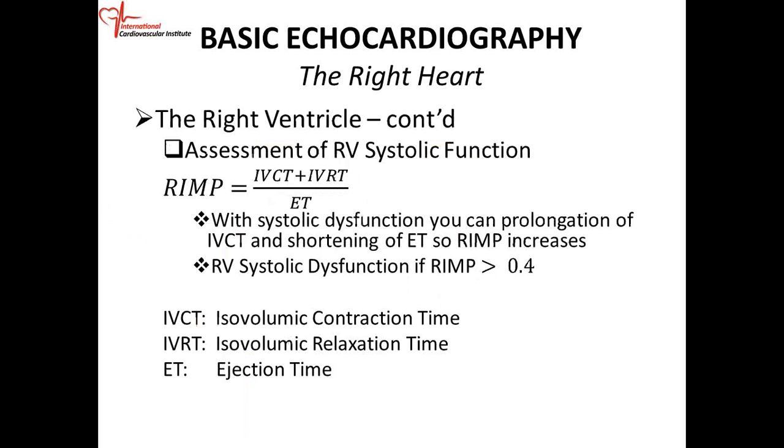All right, so the assessment of RV systolic function, RIMP, because we are on the right side, so it's RIMP. On the left side, it is LIMP. With systolic dysfunction, you tend to get prolongation of the IVCT and shortening of ejection time or period, so the RIMP increases. If it's above 0.4, it's abnormal. So RIMP greater than 0.4 suggests RV systolic dysfunction. IVCT, isovolumic contraction time, IVRT, isovolumic relaxation time, and ejection time.